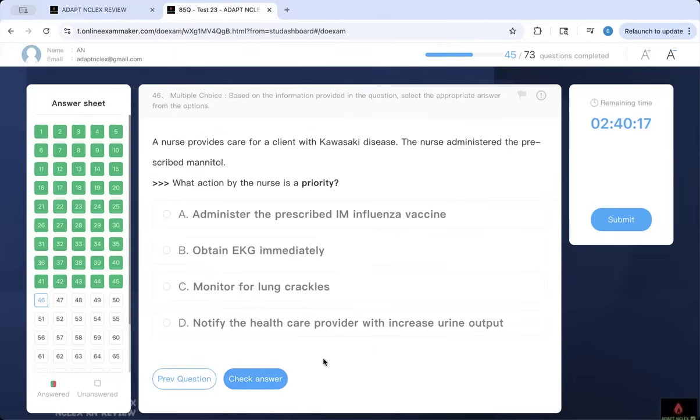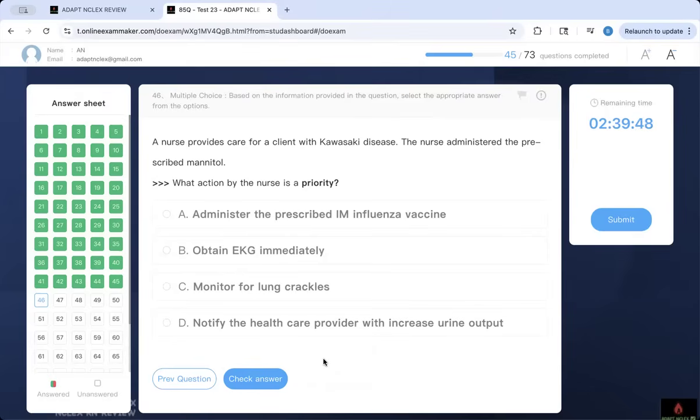The next, provide care for a client with Kawasaki disease. The next, administer immunoglobulin. Which action by the nurse is priority? Administer the prescribed IM influenza vaccine. Obtain EKG immediately. Monitor for lung crackles. Notify the healthcare provider with increased urine output. Kawasaki, they need immunoglobulin.